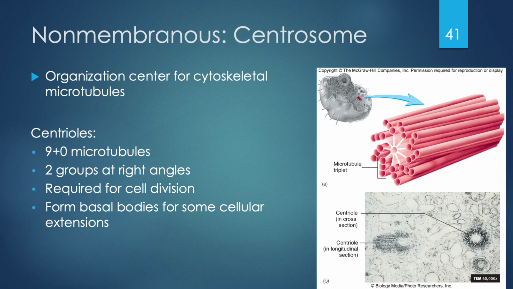So the 0 indicates that there are no microtubules in the center. The centrioles are incredibly important because they're required for cell division. Primarily what they do during cell division is help form the spindle apparatus, which helps to organize and pull chromosomes so that mitosis can occur. So if a cell does not have a centriole, the take home here is that it cannot further divide. Things like red blood cells, skeletal muscle, cardiac muscle, and most neurons are all going to fit into this category of cells that have no centrioles and therefore cannot further divide. Also, centrioles are responsible for forming the basal bodies, which form as the base for some cellular extensions.